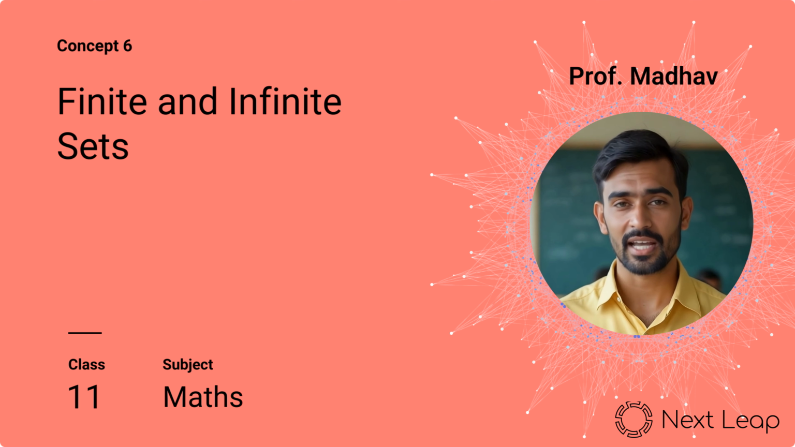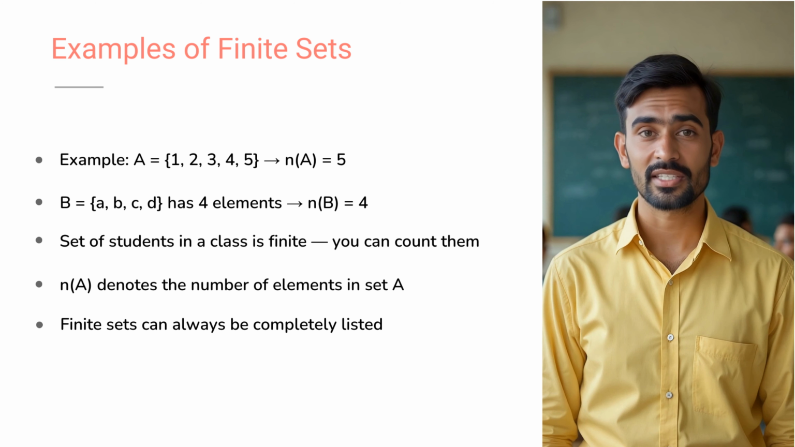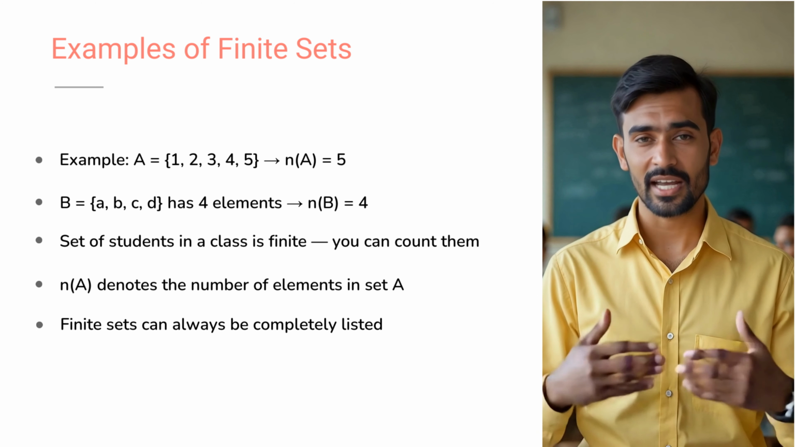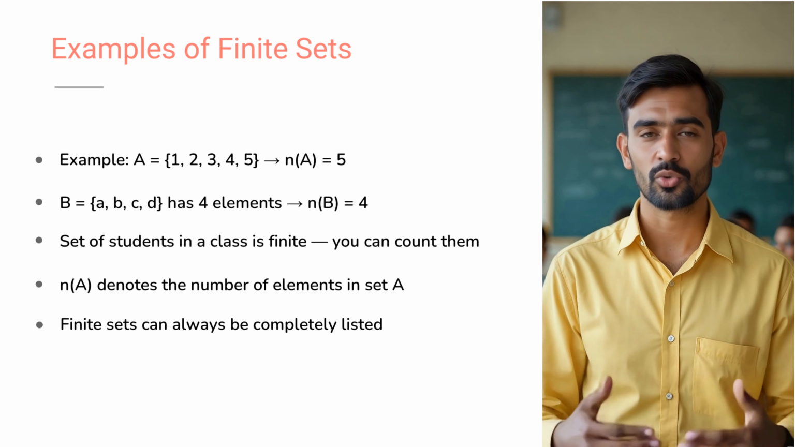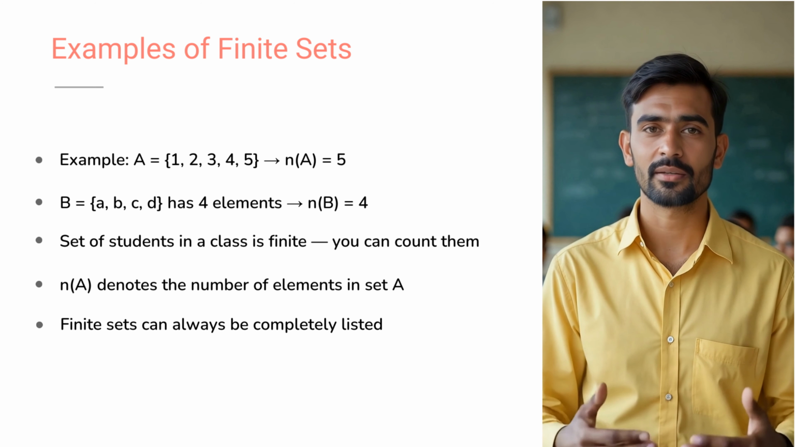A finite set has a definite number of elements, you can count them. An infinite set goes on forever, you cannot finish counting it. Let's look at some examples of finite sets. Set A = {1, 2, 3, 4, 5}. This set has 5 elements.